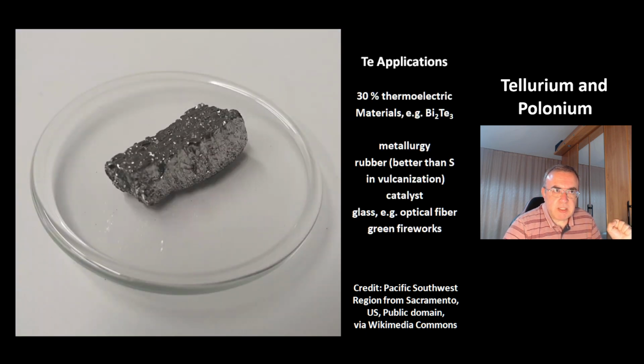These are more applications for the element tellurium. 30% goes for the production of thermoelectric materials, for example, bismuth telluride, and it is used in metallurgy. For rubber, it has advantages over sulfur in the vulcanization process. It is also used for catalysts, for glass, for example, optical fiber, and you can use it for green fireworks.